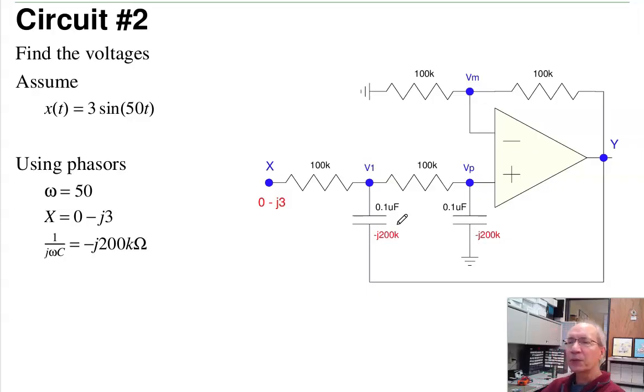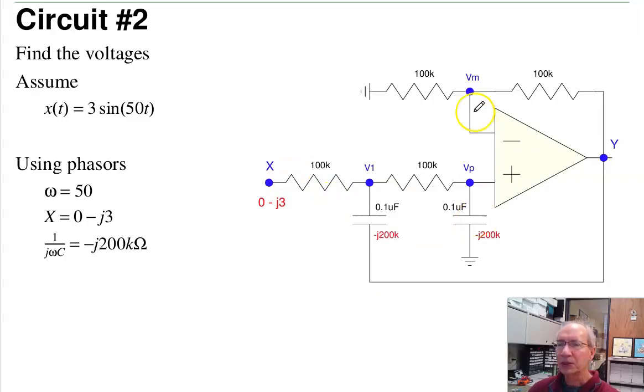Let's try it again for a more complicated circuit. Here is another op amp circuit. This is actually a second order low pass filter. Something we'll talk about later. For now, we just treat that as an op amp circuit. Find the voltages V1, Vp, V minus, Y, given that x is 3 sine 50t.